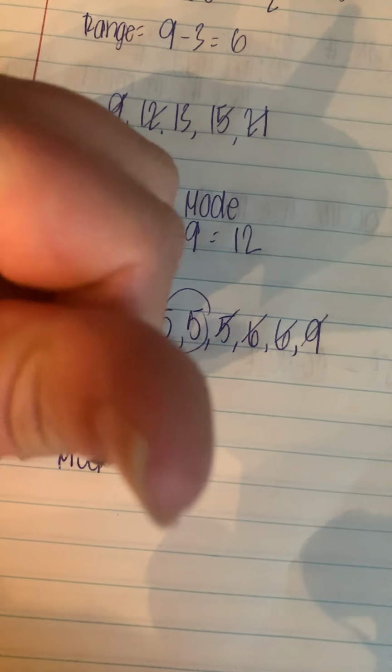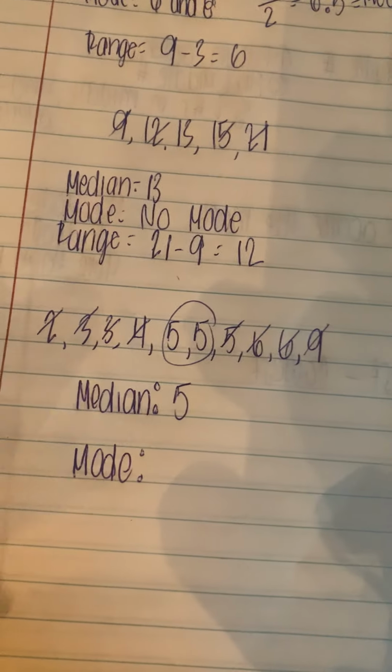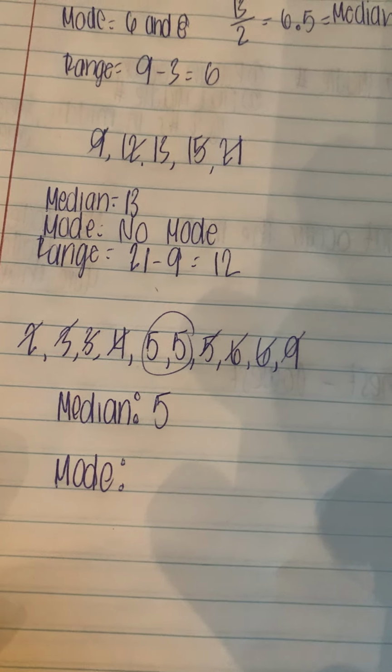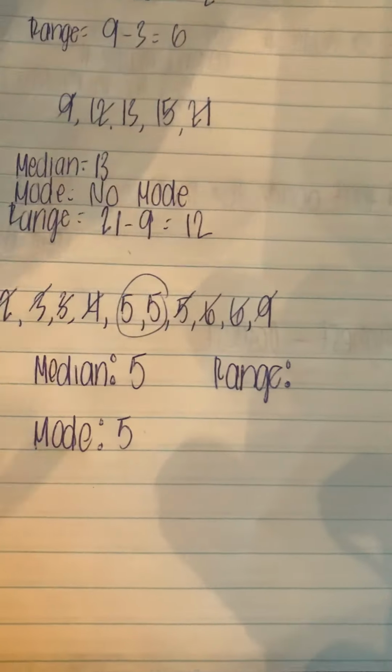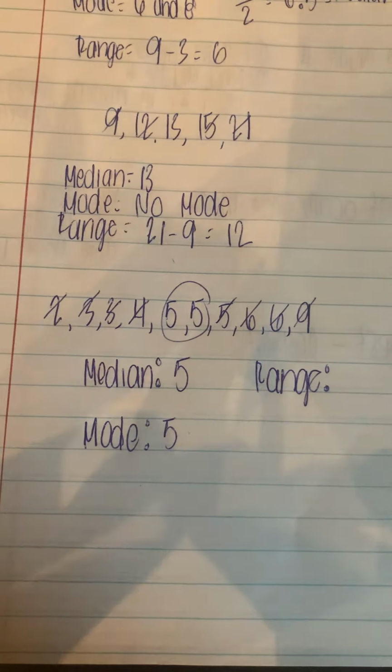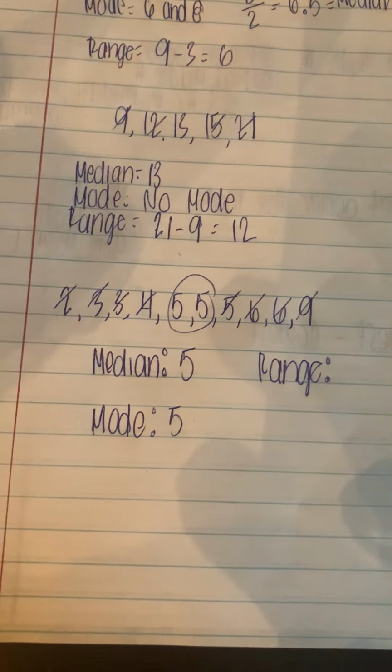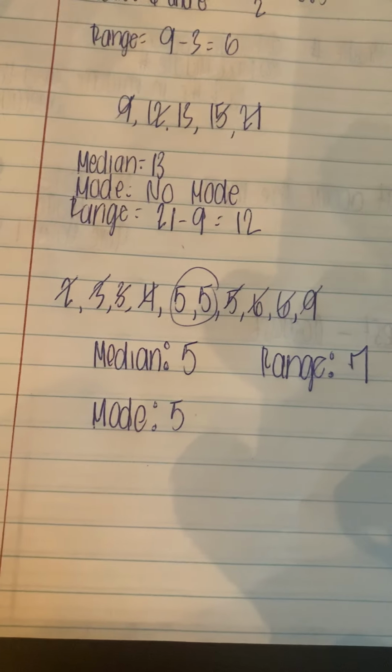Next, I'm going to do the mode. Which number in this data set appears the most? There are 3 5s, so the mode is going to be 5. And last, I'm going to do the range. And the range is simply the highest value minus the lowest. So my highest is 9. My lowest is 2. So I'm going to do my 9 minus 2, which is going to be 7.